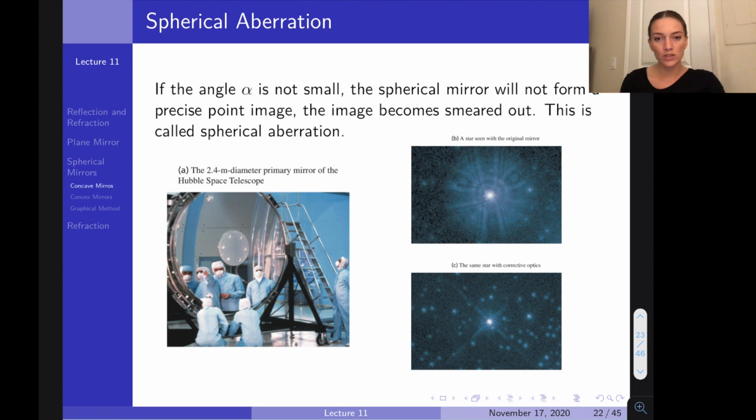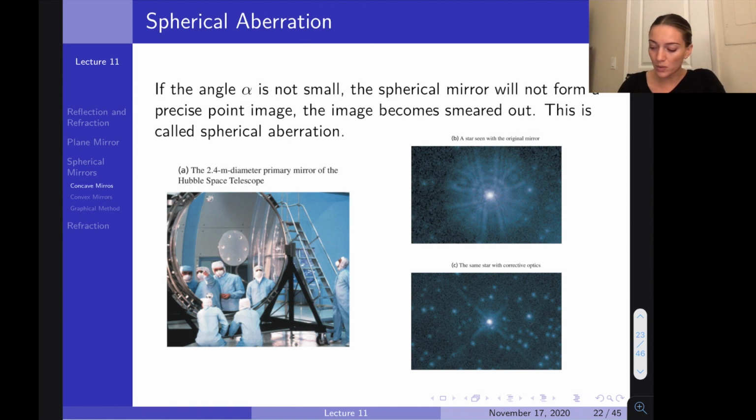When they first launched the Hubble, they spent however many years building it. It cost $2 billion. When they launched the Hubble and took the first pictures, they realized the pictures weren't very good, and that's because I think the curvature of the mirror was off by less than a human hair. It was enough to completely mess up their pictures.